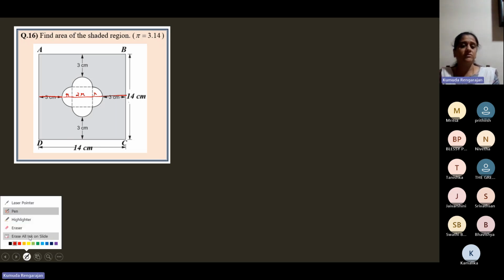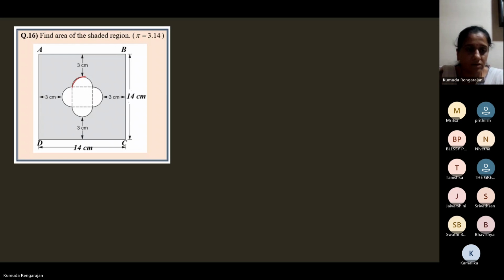So 3 plus R plus 2R plus R plus 3 is equal to 14. See here, semicircle. So this is a diameter, this one is a radius. Semicircle, this is the diameter, this is the radius. Diameter, radius, diameter, radius.